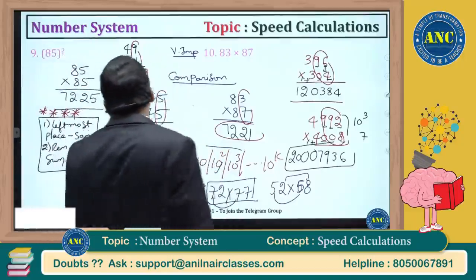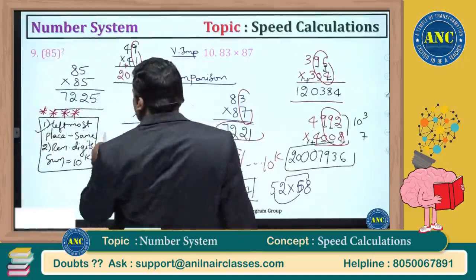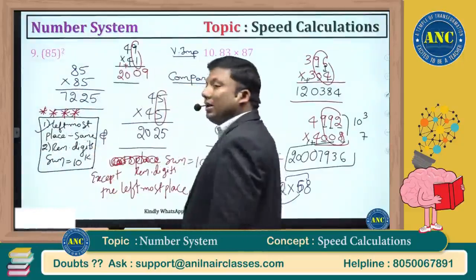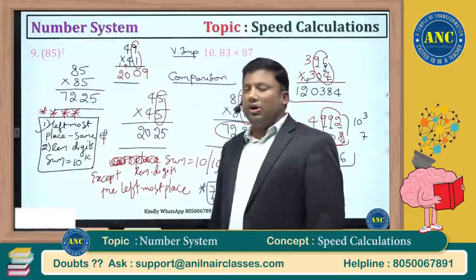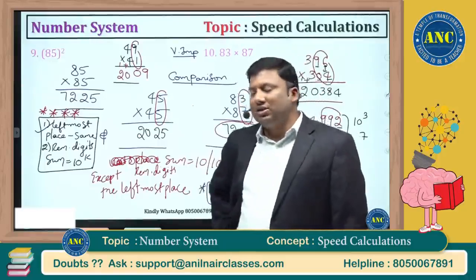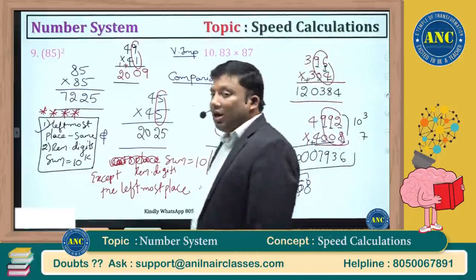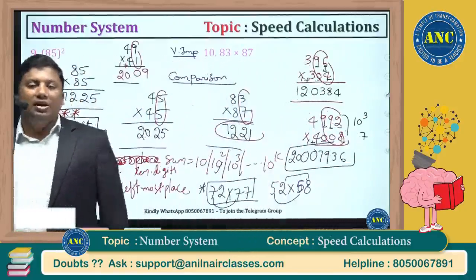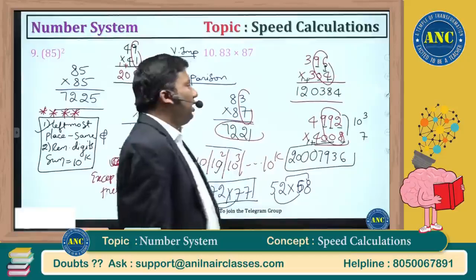What are the two conditions? Both the conditions should be true. Leftmost digit should be same and sum of the remaining digits should be 10 power k.